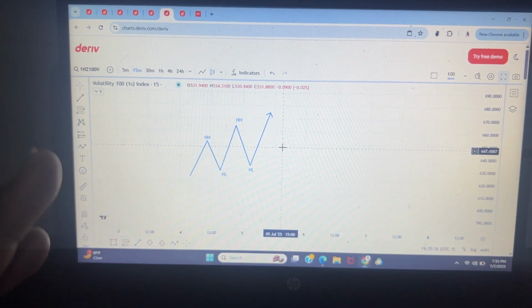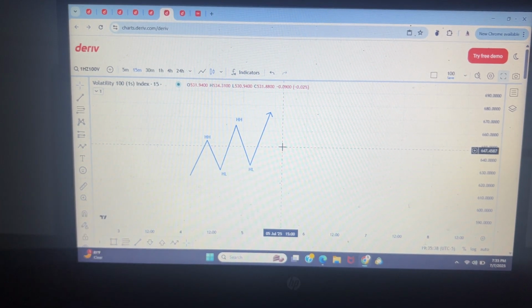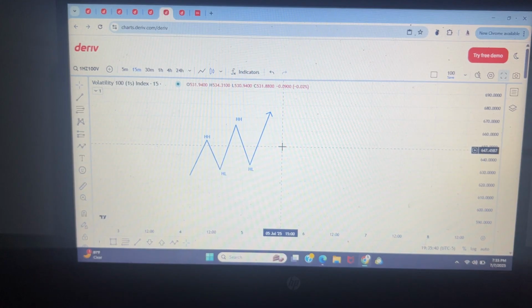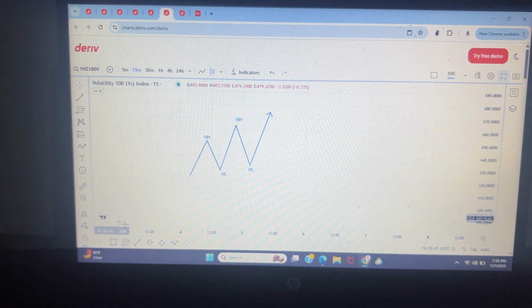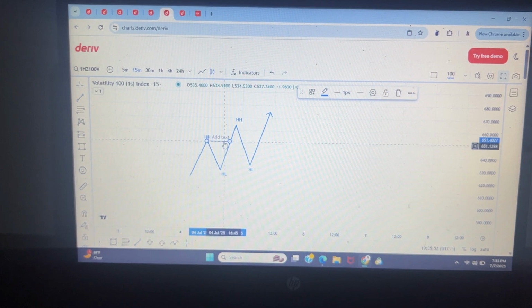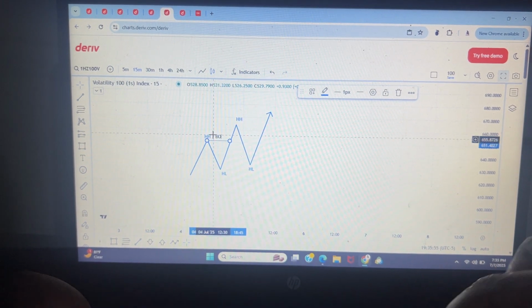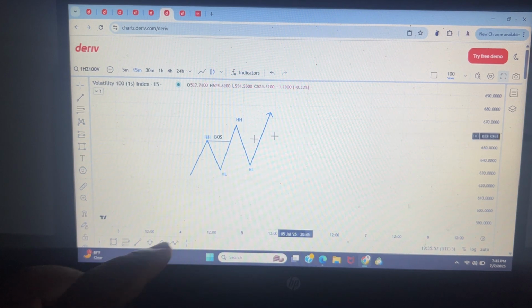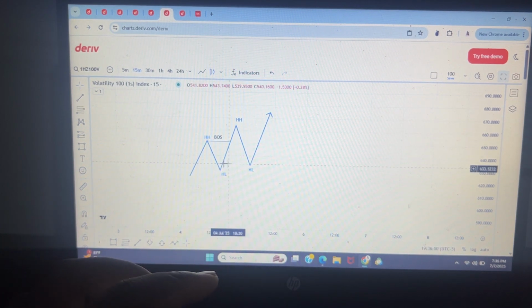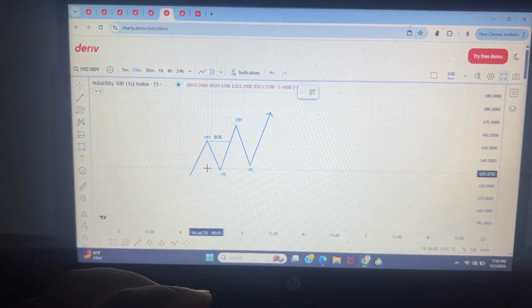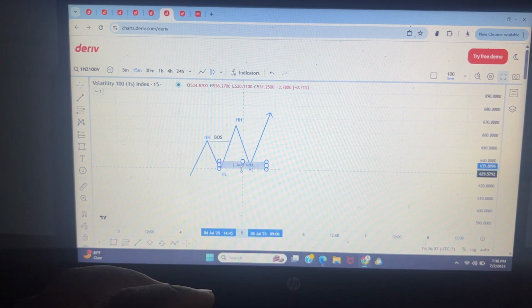So in an uptrend, you have higher highs and higher lows. So in an uptrend, you're going to look for a demand zone, you're going to look for a buy. So in this case right here, you have an uptrend, so you have a breaker structure. After a breaker structure, you're going to look for price to pull back and come to a demand zone right there. So the demand zone is gonna be like right there.